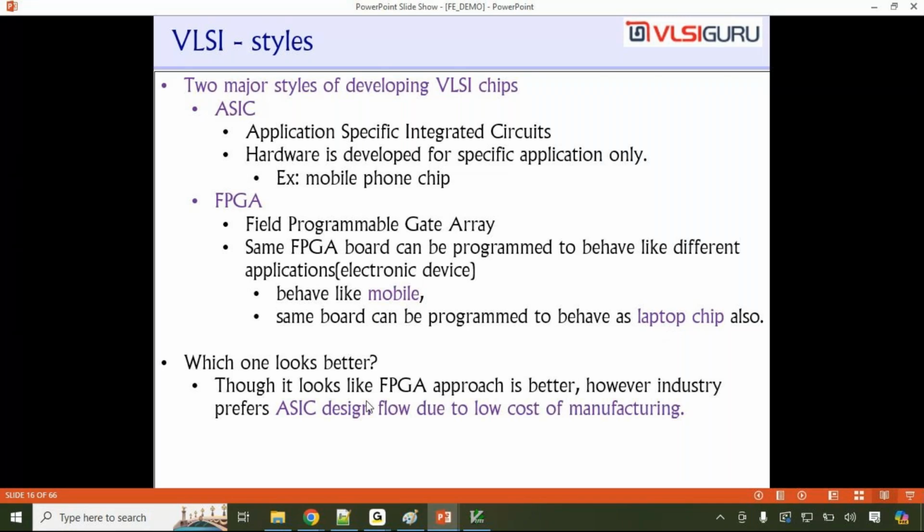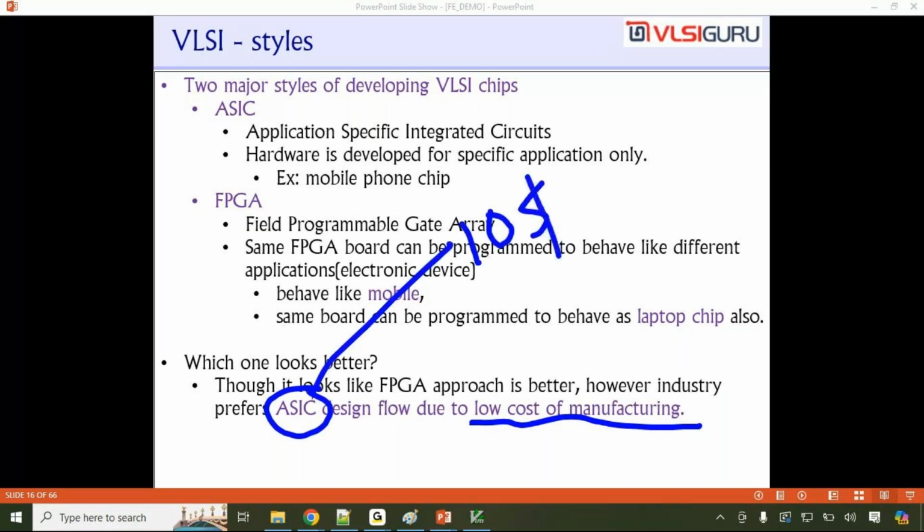Though it looks like the FPGA approach is better, industry prefers the ASIC design flow. What is one of the primary reasons? Low cost of manufacturing. How much could be the difference? Let's say if I manufacture an ASIC and it costs $10, the same thing with FPGA may cost $30. So there could be such a huge difference, where FPGA will be more costly compared to ASIC.